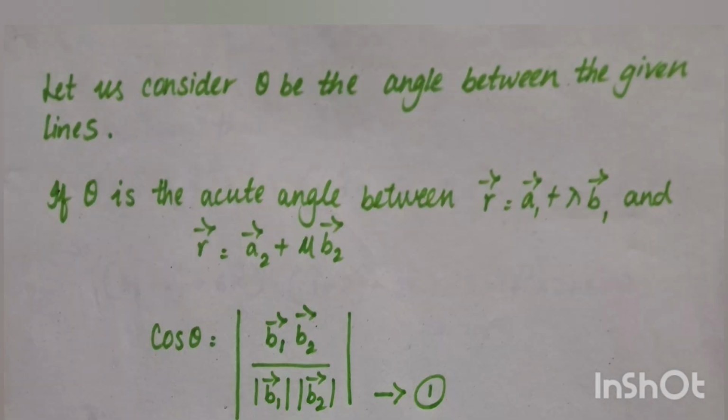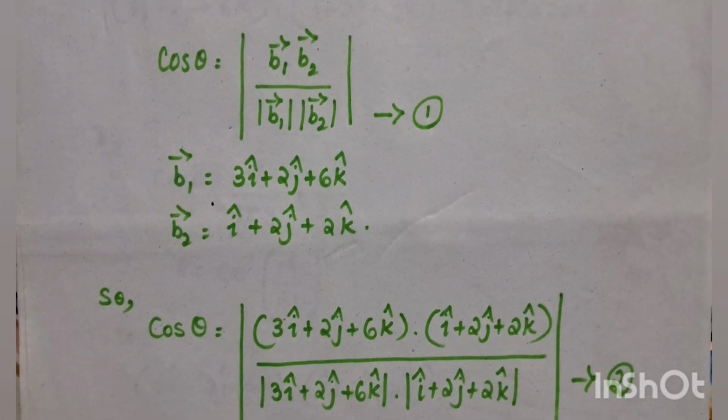Now let us consider theta to be the angle between the given lines. If theta is the acute angle between r vector = a1 vector + lambda b1 vector and r vector = a2 vector + mu b2 vector, then cos theta will be equal to the modulus of b1 vector dot b2 vector by modulus b1 vector times modulus b2 vector, and the whole modulus. Let us take it as equation 1.